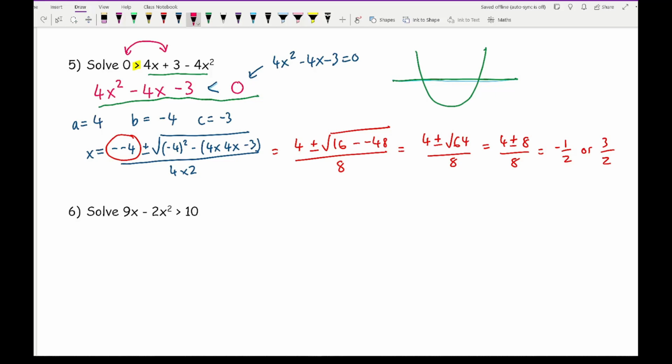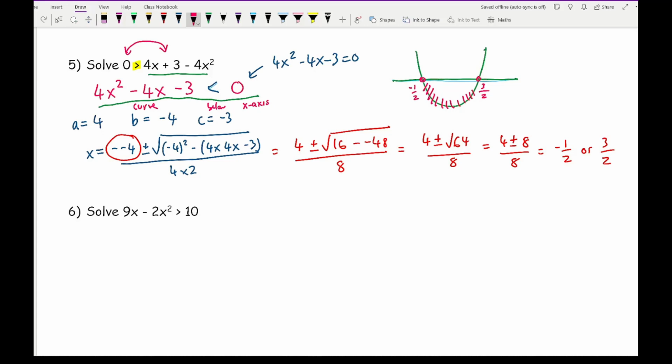Looking at this, I'm looking for where the curve is below the x-axis. Let me just label these 2 points. That's going to be minus a half, and this is going to be 3 over 2. So I'm looking for the region that is below the x-axis, which is this region here.